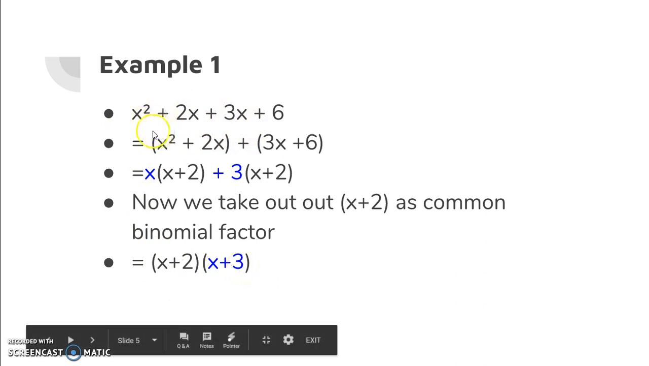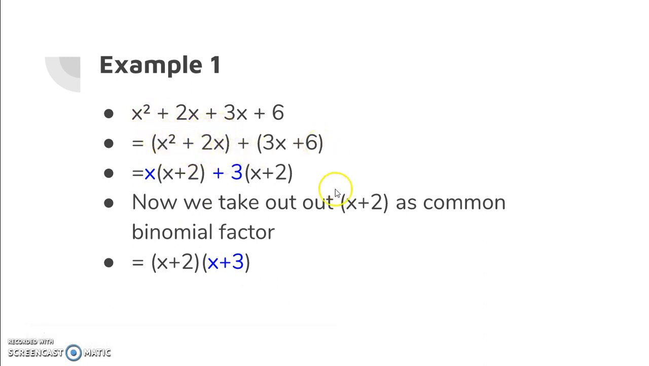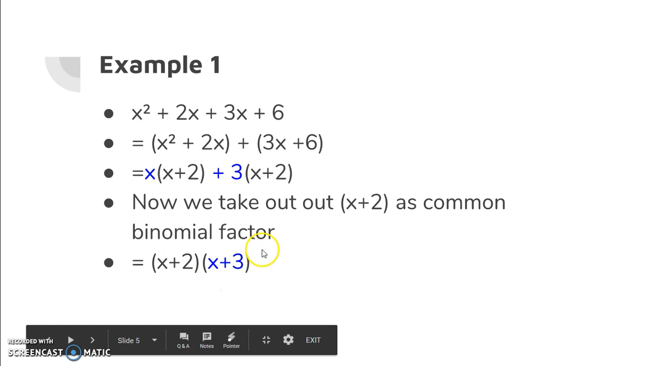So remember, first you need to pair them up. Then you need to find the highest common factor for these 2 pairs. Then you need to take out a common binomial factor, and then follow through to factorize by grouping.